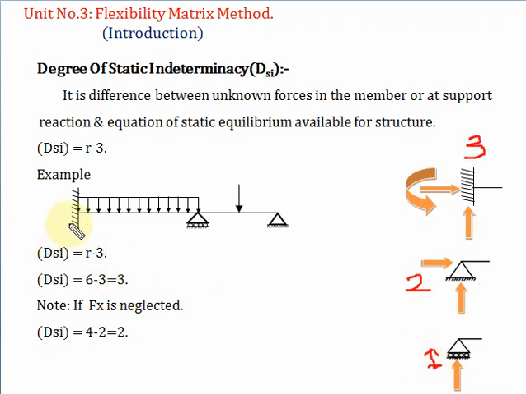Okay, now in the given numerical, here there is a fixed support, so 3. Here there is roller support, 1, and here there is hinge support, so 2. So total number of reactions is 3 plus 1, 4 plus 2, 6. So the formula is R minus 3. So R is nothing but number of support reactions. So here number of support reactions are 6. Equilibrium equations are 3. So the degree of static indeterminacy for the given beam is 3.